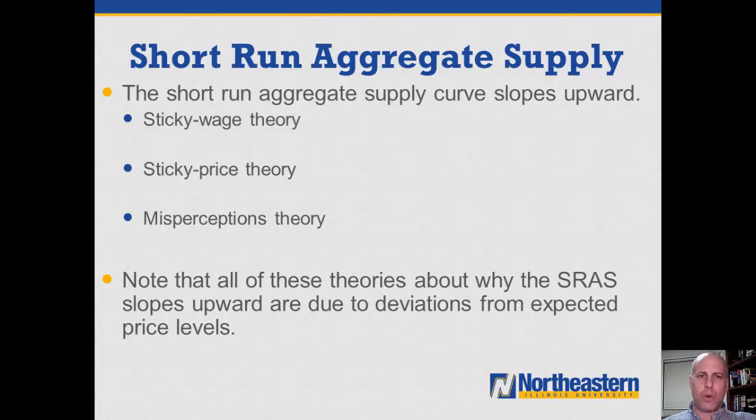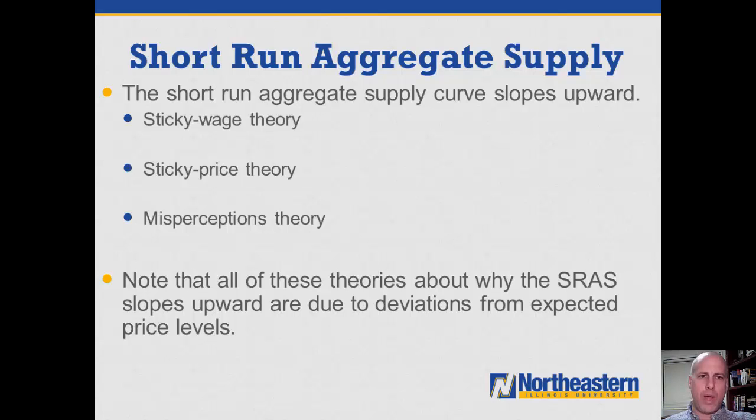Things change in the short run, and what we want to establish now is that the short-run aggregate supply curve is upward sloping. Economists have come up with a number of reasons why the short-run aggregate supply curve might be upward sloping, and I want to look at three broad categories of explanations that have been used.